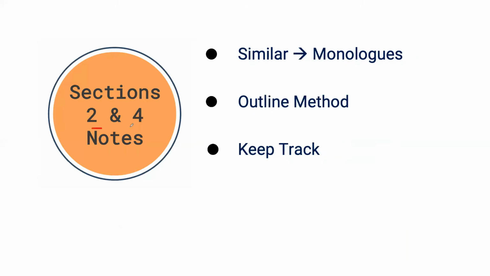Now, sections 2 and 4 will have a different note-taking system. Again, these two sections are similar in that they both have monologues, even though the difficulty level and the topics are different. Since these are monologues with only one person speaking, you won't necessarily have to keep track of different speakers. So you should be using the outline method in order to keep track of ideas and key points that the speaker makes. Let's look at an example here.